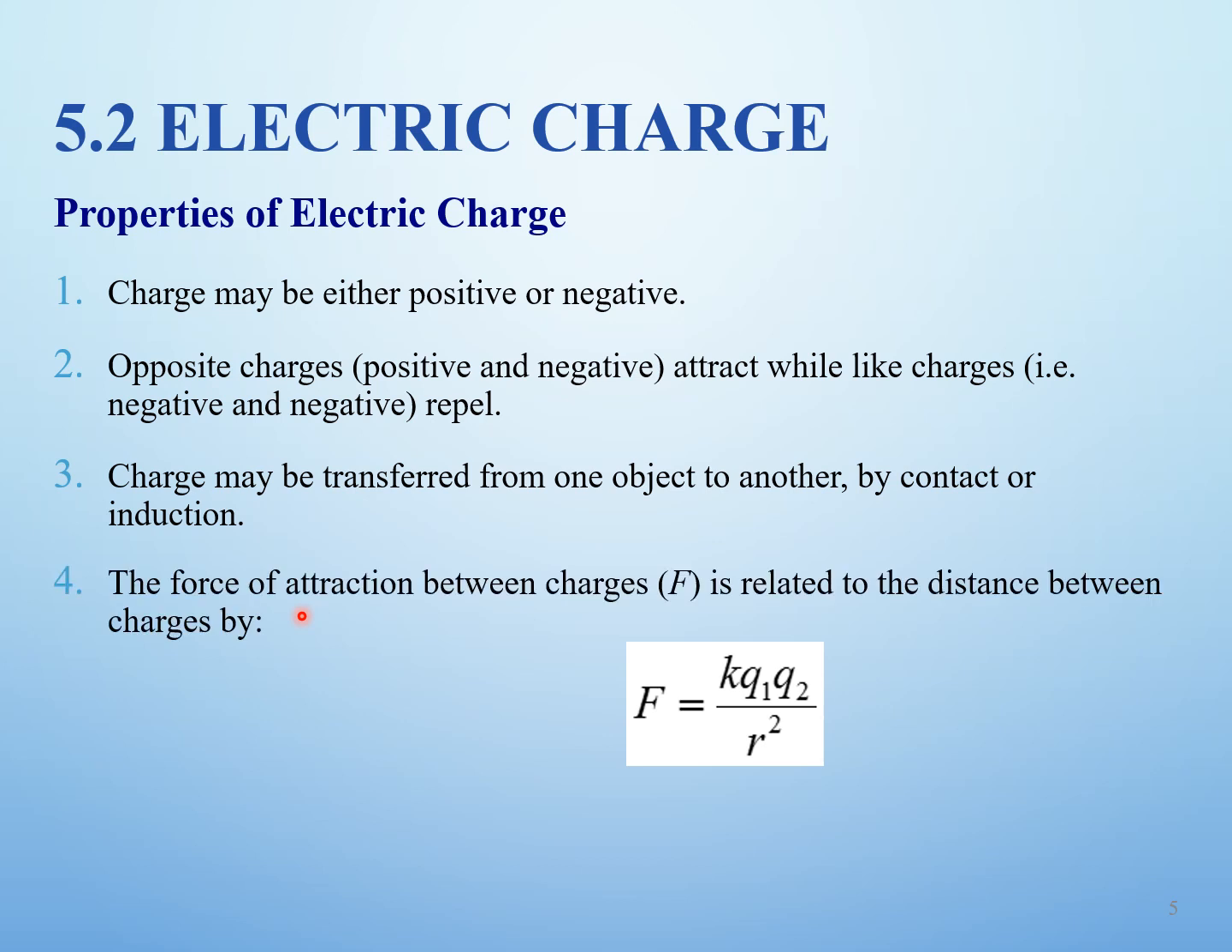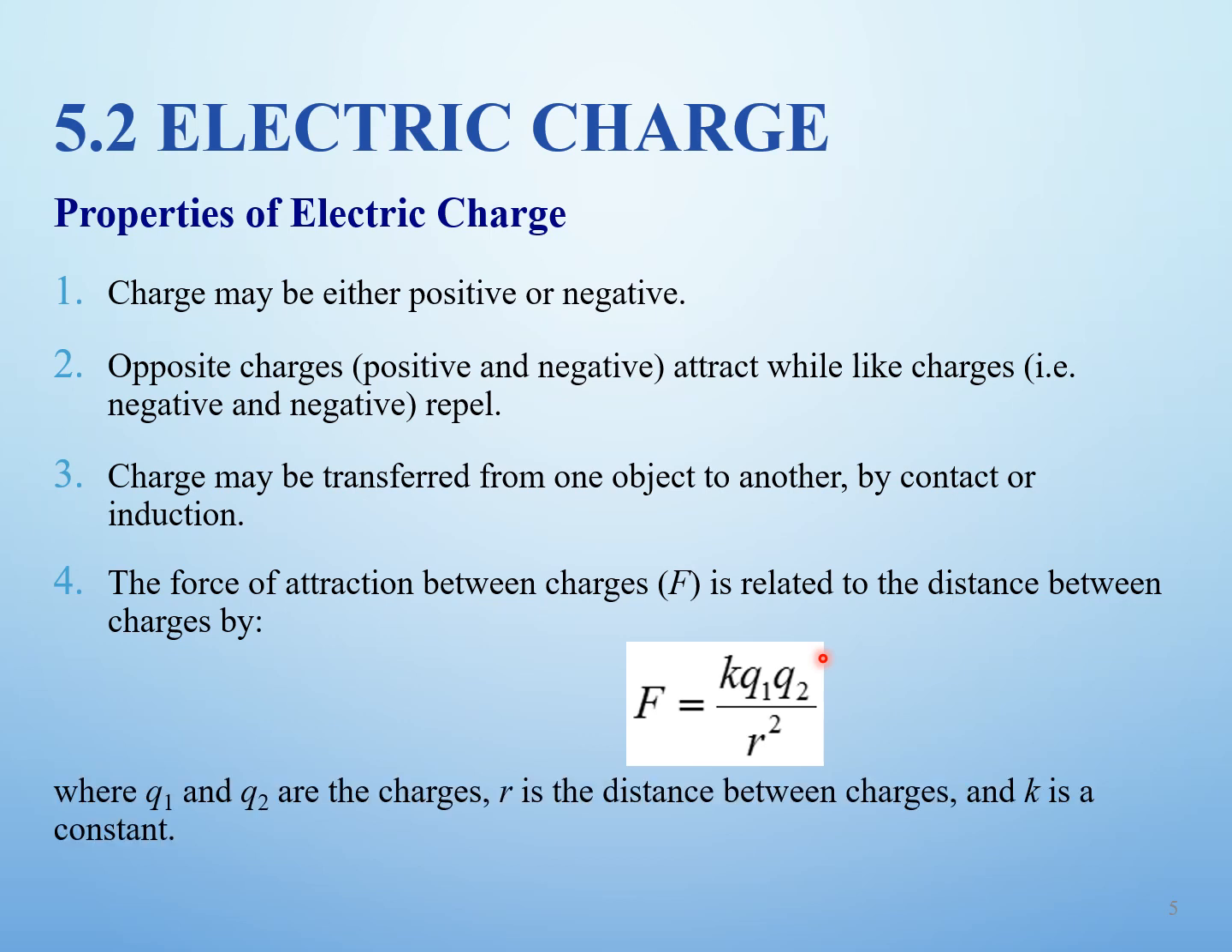Here's the formula for the force of attraction between charges. We don't need to worry too much about that. It's just there to show you that there's a formula. In this formula, Q1 and Q2 are the charges, R is the distance between the charges, and K is the constant. We won't be doing calculations with it, but it tells you that at a certain distance, at some point their attraction is stronger than at other points.